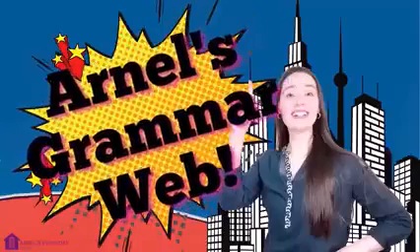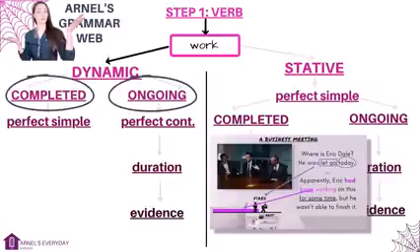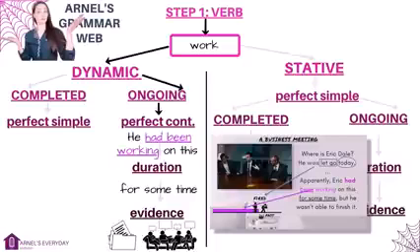Arnell's Grammar Web. Verb, work. Work is dynamic. Was it completed or ongoing? Well, ongoing because he was still working on it when he got fired. Duration, for some time. And evidence, records, talking to Eric, etc.